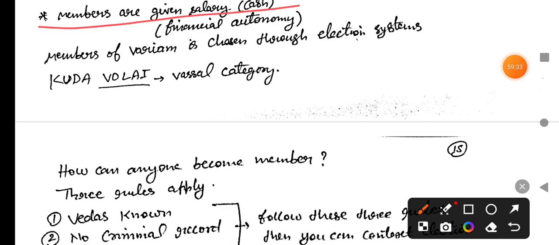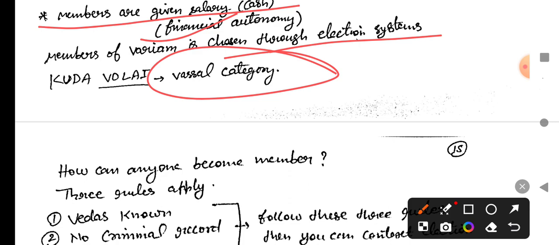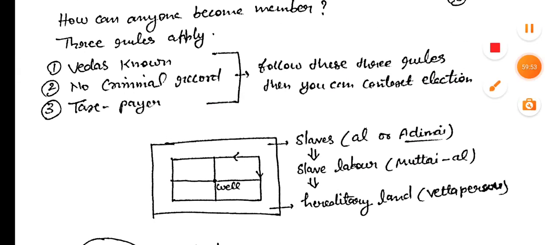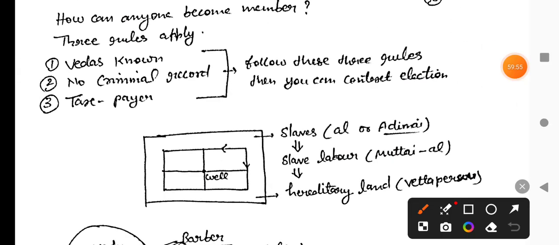Members are given salary in cash. Financial autonomy was there. Members of Varium are chosen through the election system. And kuda volai, these are the vassal category. Members of Varium are chosen through election, and members can be nominated for the election only through these three rules.